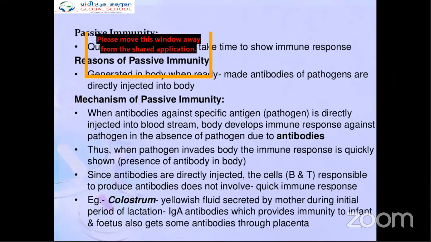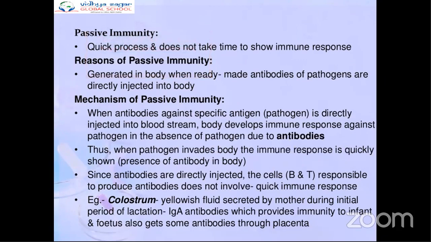Okay, any doubts between these two? No, ma'am. Okay, so again, I'm repeating: active immunity is developed due to contact with pathogens or antigens, so naturally it may take place. Passive immunity is developed when ready-made antibodies are injected into the body to protect against foreign agents.